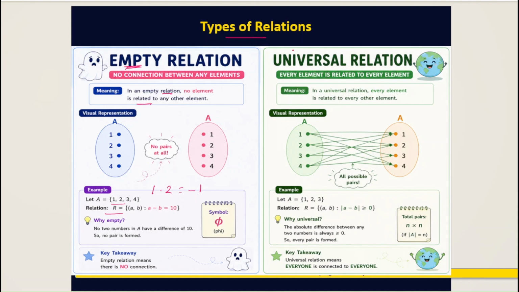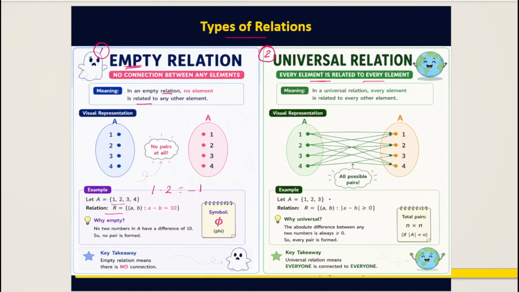Okay. Now the next type of relation. This was the first type. The second type of relation is the universal relation. It is just the opposite of empty relation. Empty relation means no element is related, and in universal relation each and every element is related to every other element, right? So again, coming to the example, you just remember the definition. Meaning of universal relation: every element is related to every element, right? How? Let us see the example.